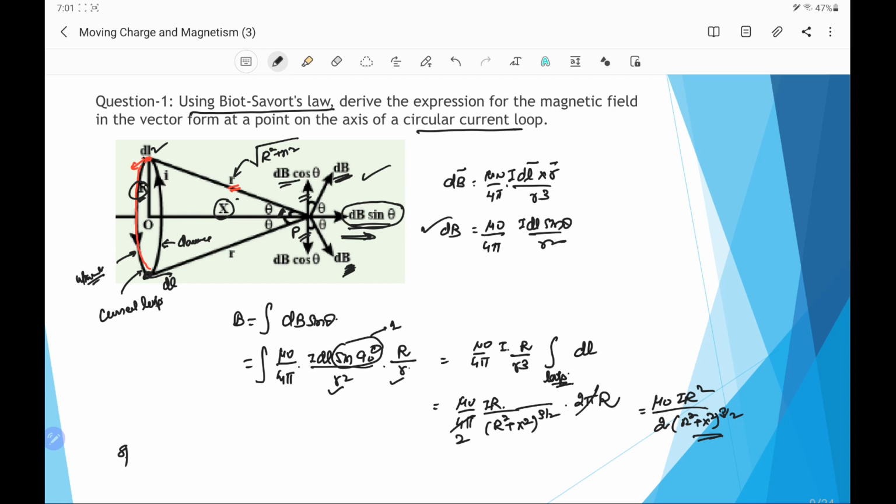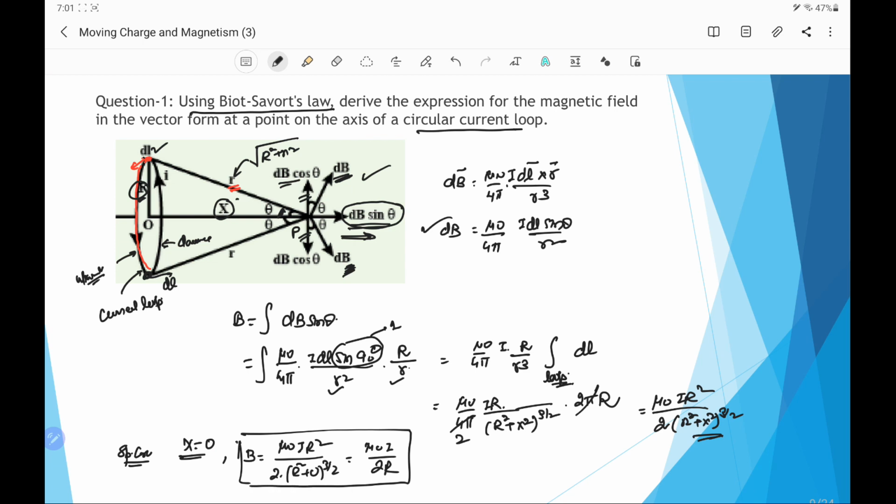Now there is one special case when the point is at the center of the loop. If the point is at the center of the loop, then in that case x will be 0, and if we put x equal to 0, we will get B equal to mu naught I r square by 2 into r square plus 0 whole power 3 by 2. So it will simply come to mu naught I by 2r. We have to remember this formula for the center of the current loop. The magnetic field is mu naught I by 2r. It is very important.